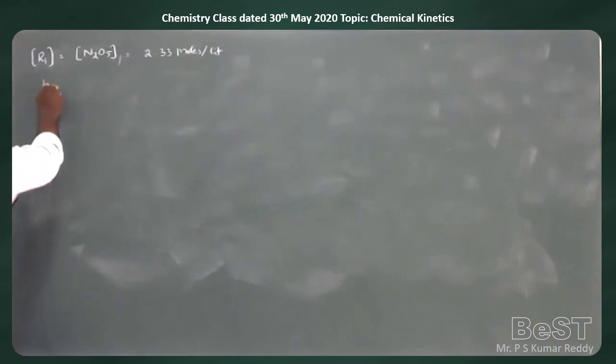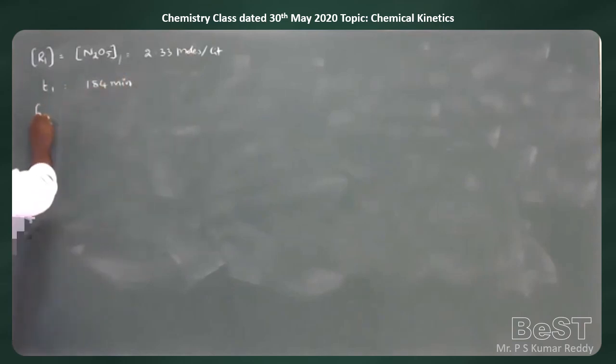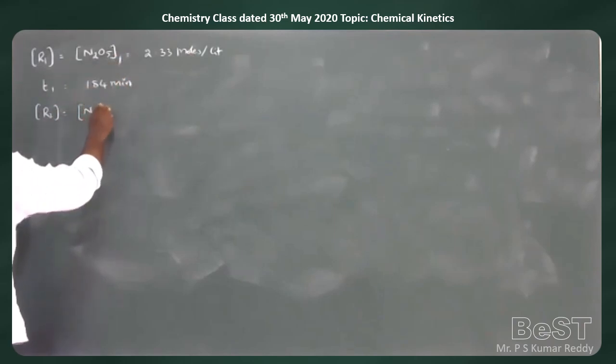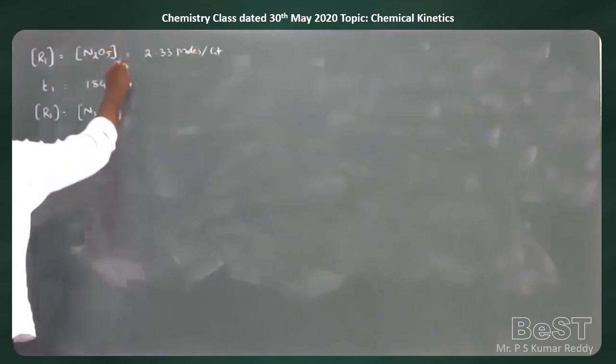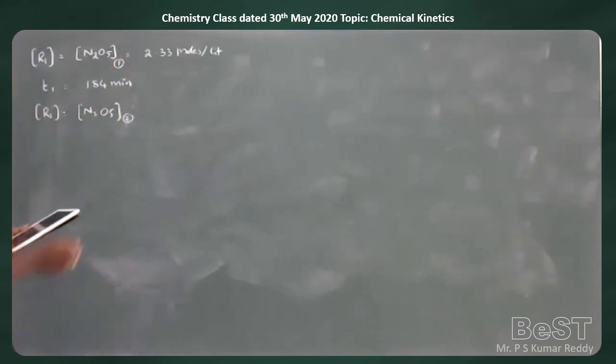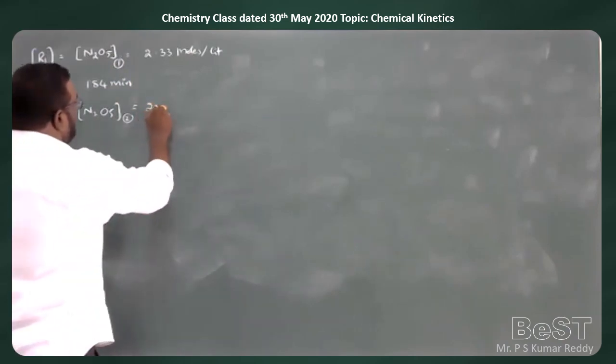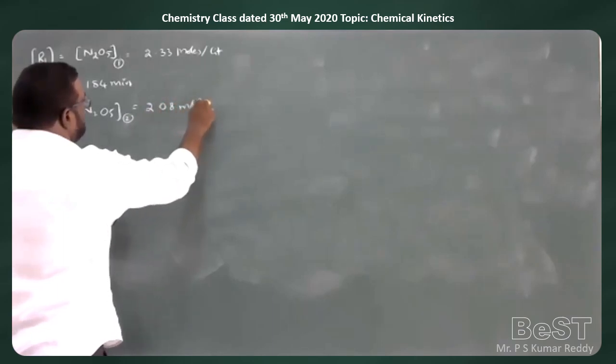Then after 184 minutes, the concentration R2, you can just keep it like this, so that you need not feel that it is a suffix here, is given as 2.08 moles per liter.